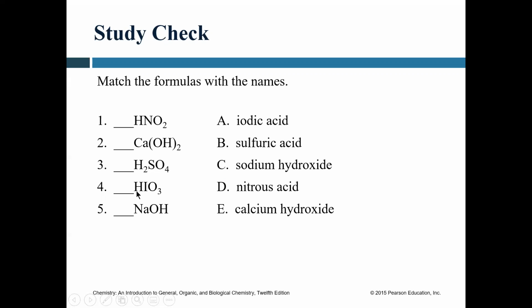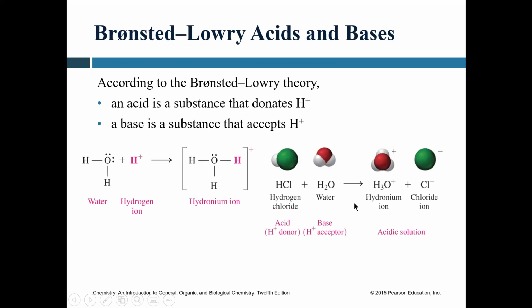Here we have H and IO3, which is, we've got iodite, or iodate. So this is iodic acid. Ate goes to ic. And then down here we've got sodium hydroxide. Right, NaOH, so sodium hydroxide there. So you want to be able to have those named.